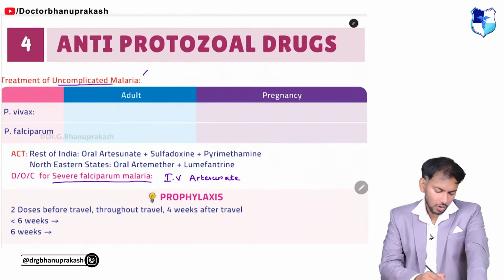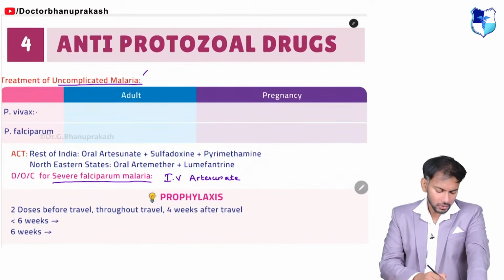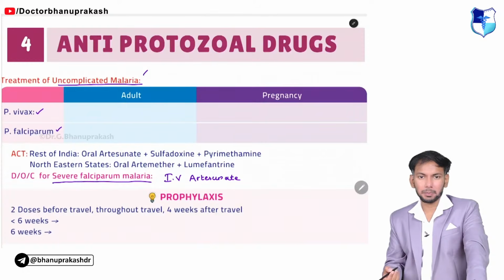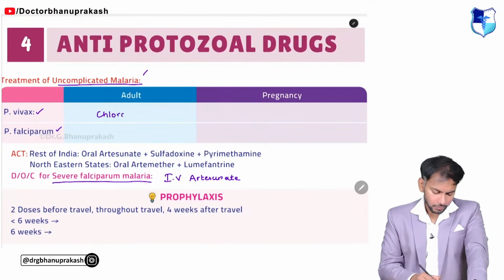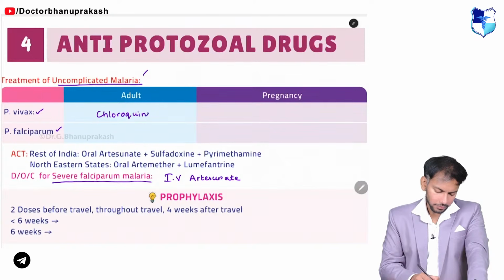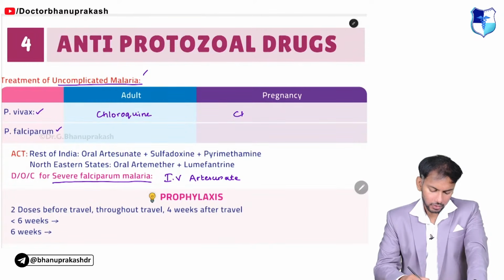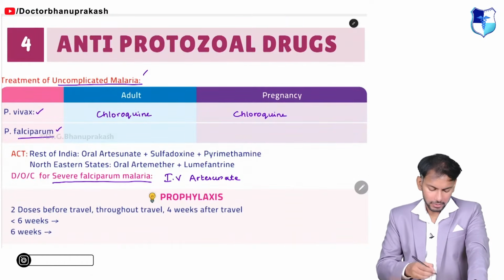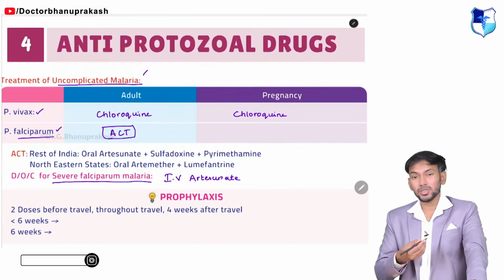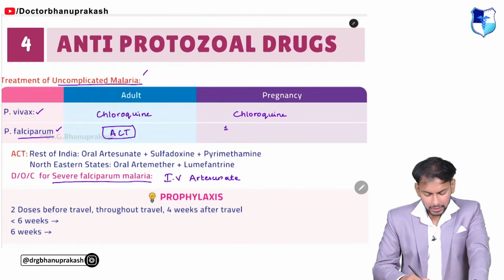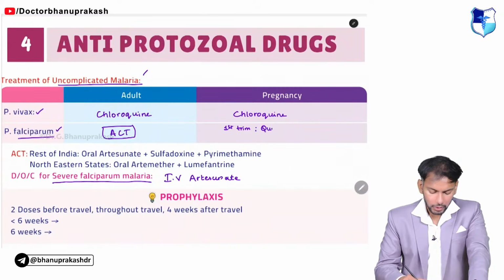Coming to uncomplicated malaria. In India, it can be caused either due to Vivax or falciparum. Now, in Vivax, what is the treatment? It is chloroquine. In adults, what about pregnancy? It is also chloroquine because it is safe in pregnancy as well. Now, coming back to falciparum, it is ACT. ACT means artemisinin combination therapy, but this is not safe in pregnancy. That is why in the first trimester, you cannot give ACT. So, what will you give? You will give quinine plus clindamycin.